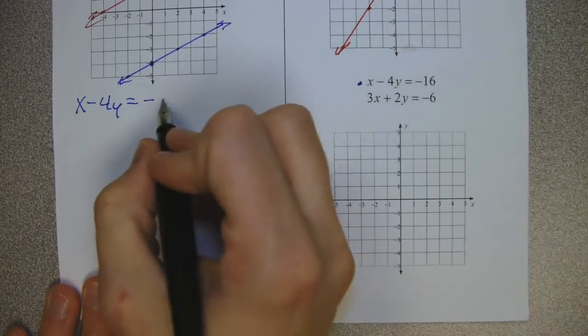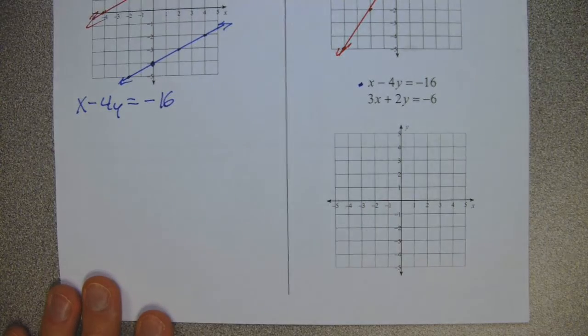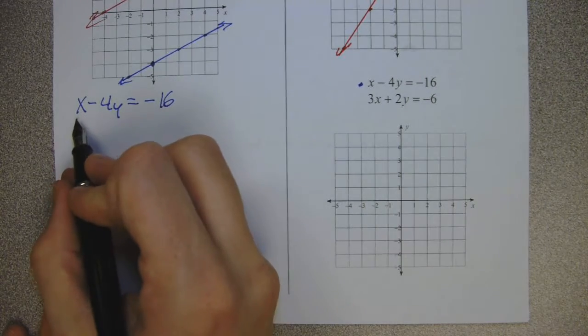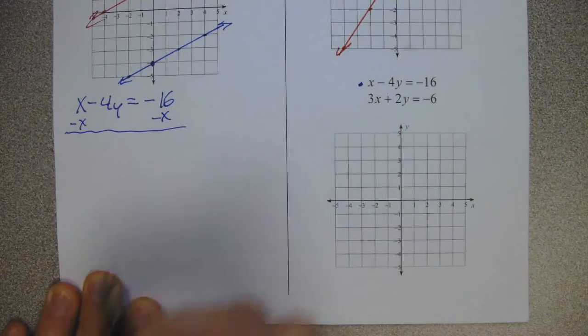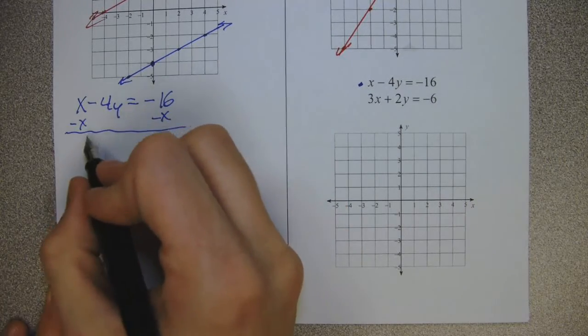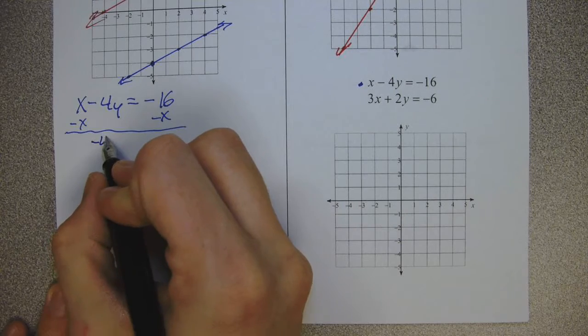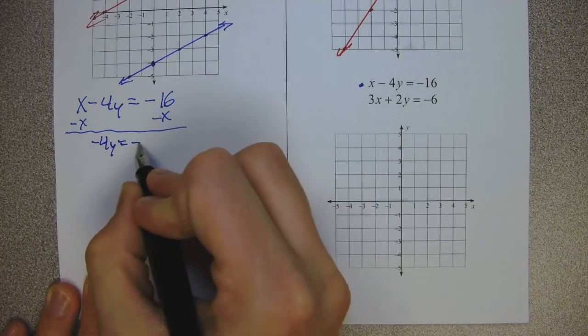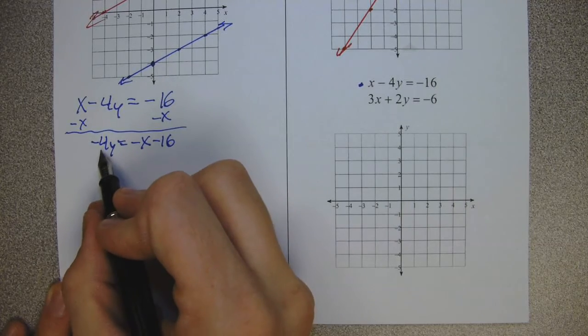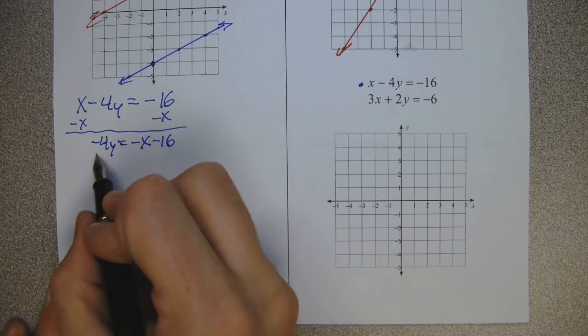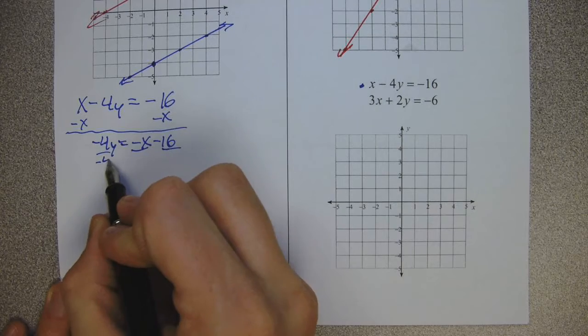Again, don't drop your negative there. -16. Easy to do to drop negatives. First thing I need to get rid of is the x. So I'm going to go ahead and just subtract x on both sides. From there, we'll rewrite. Make sure you keep that negative. So -4y = -x - 16. Next, we need to divide by -4. We'll do that across the board. So divide everything by -4.